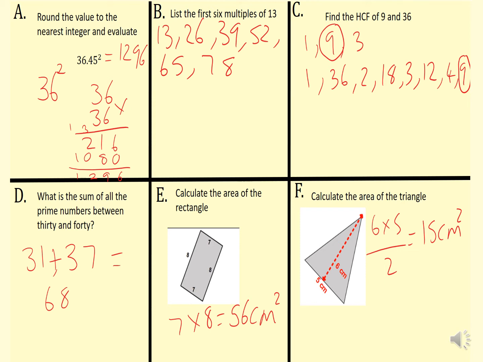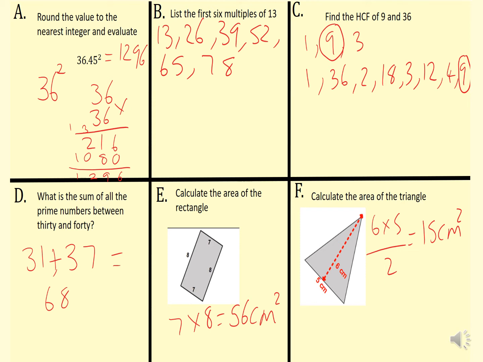Question D is asking for the sum of the prime numbers between 30 and 40. So the first step, you need to find the prime numbers between 30 and 40. The only prime numbers between 30 and 40 are 31 and 37. You find those numbers, then sum means addition. So you add 31 and 37, which gives the answer 68.